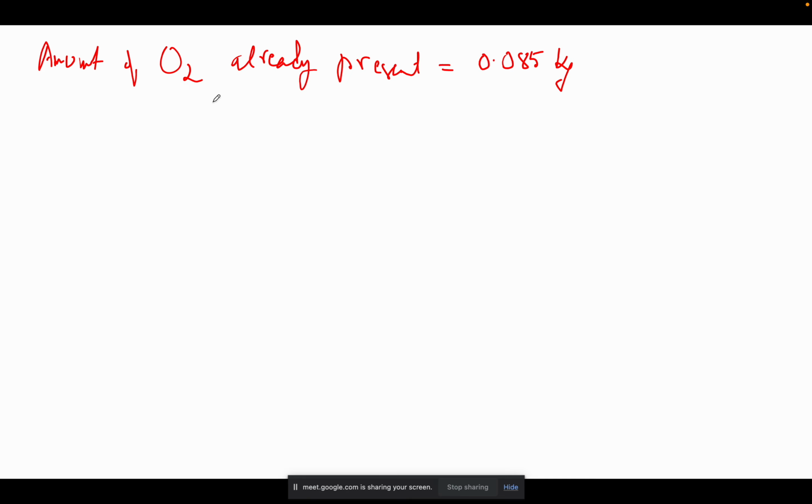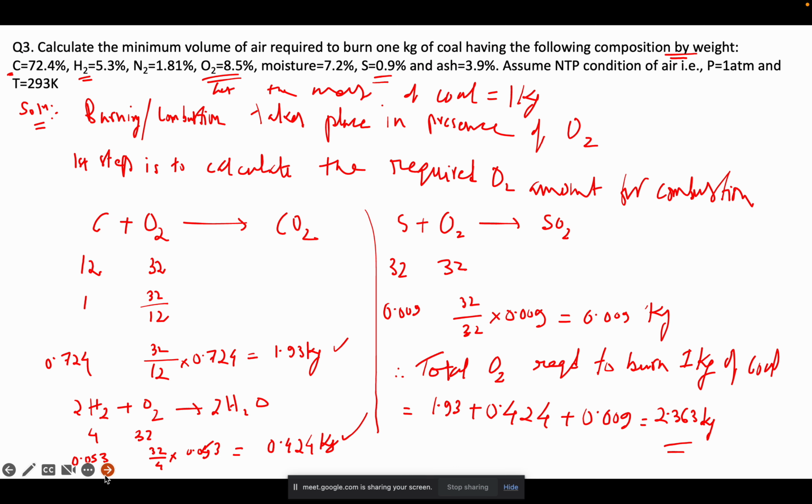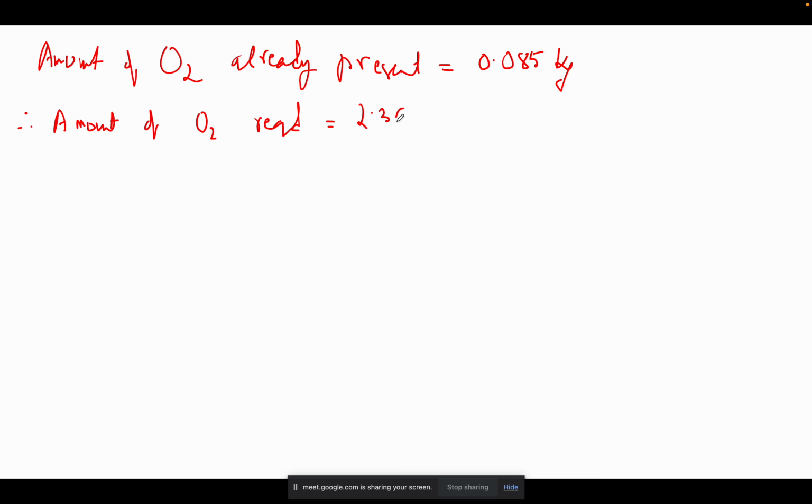So therefore, the amount of oxygen required is what? 2.363 minus 0.085 kg, that is 2.278 kg. So this much amount of oxygen is now required.